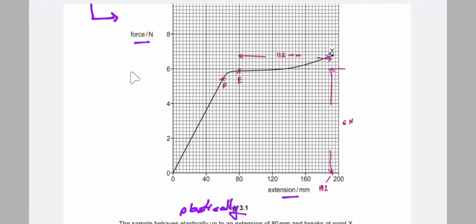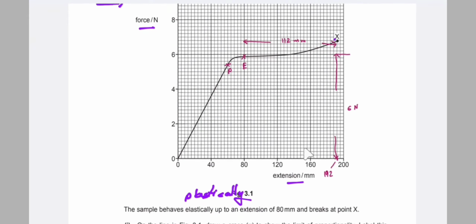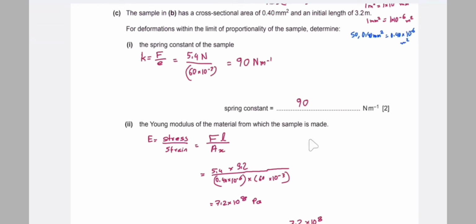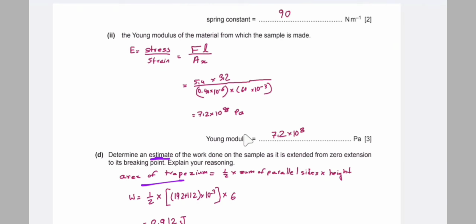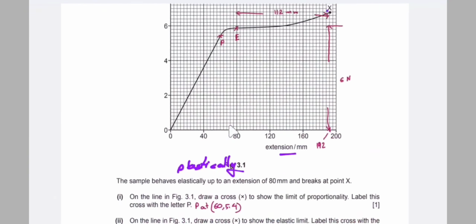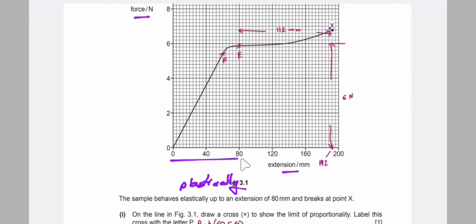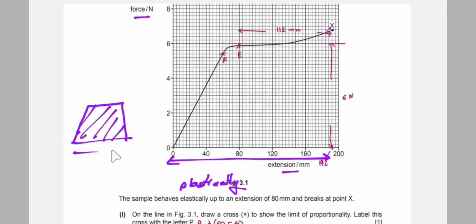If we consider the total diagram, then the total diagram is like a trapezium. So we can calculate this area by using the area of the trapezium. The area of the trapezium is equal to half into sum of two parallel sides into height. So this is the formula. Then work done is equal to half into sum of two parallel sides into height. We need to find the two parallel sides: this side is one parallel side, and this is the other parallel side, and the vertical height is the height.